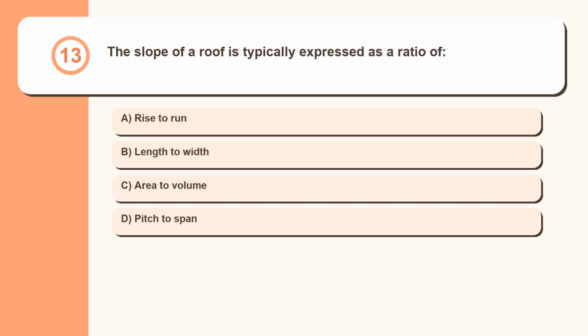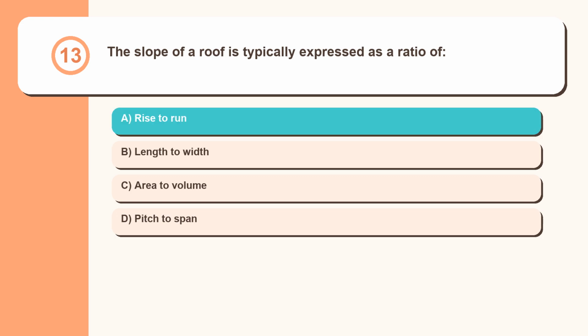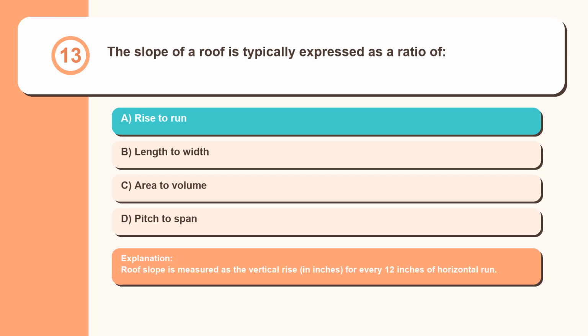Question 13. The slope of a roof is typically expressed as a ratio of rise to run, length to width, area to volume, pitch to span. Roof slope is measured as the vertical rise, in inches, for every 12 inches of horizontal run.